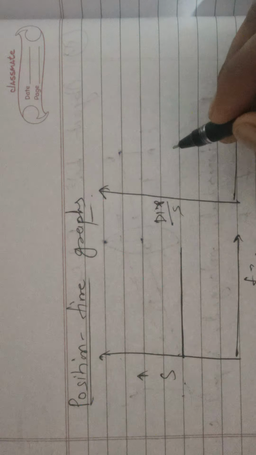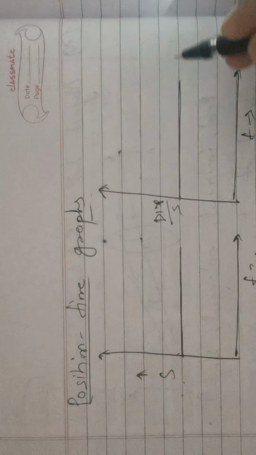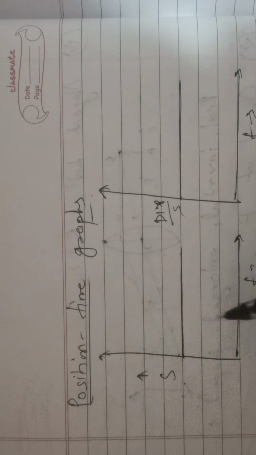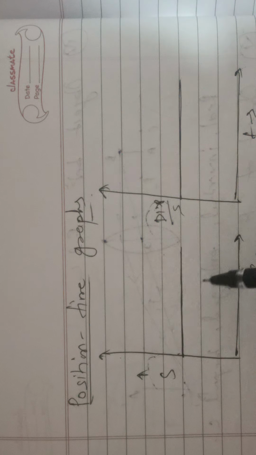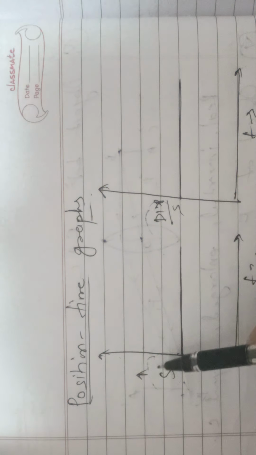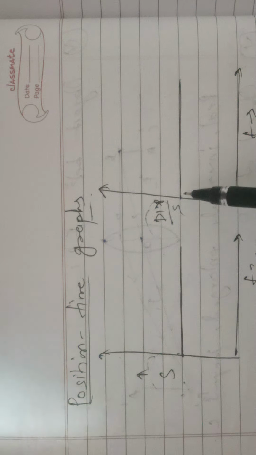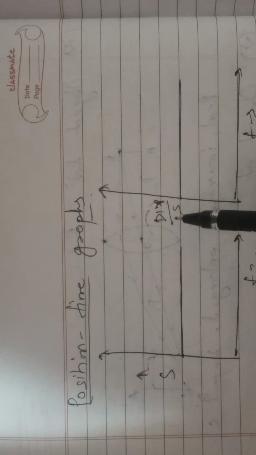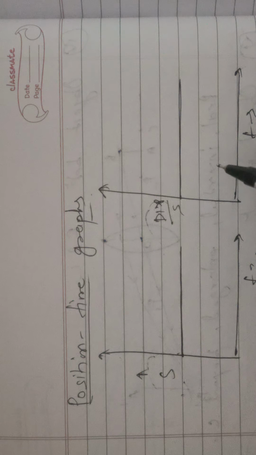So this will be the graph for distance time graph if the body is at rest, and similarly for displacement time graph also this will be there, because any change in distance and displacement we need to show vertically. If there is no vertical motion, we can say there is no change in the distance and displacement. So we can say that the body is at rest.